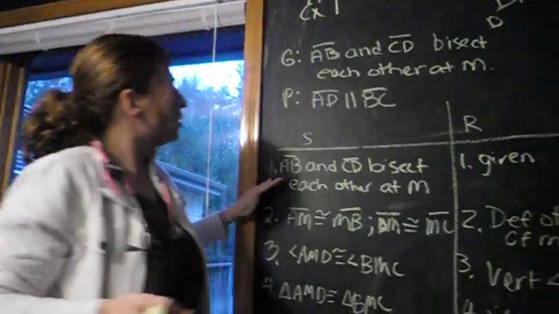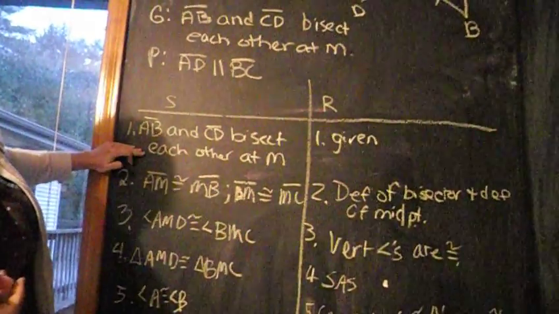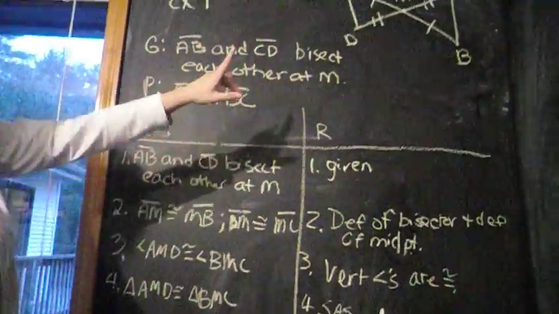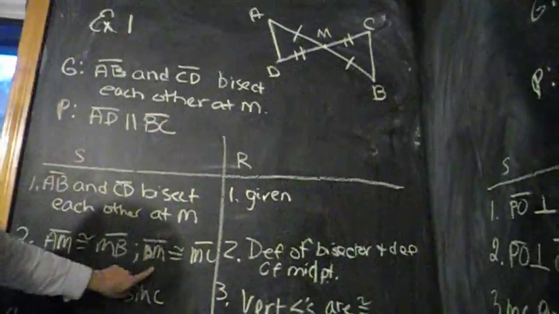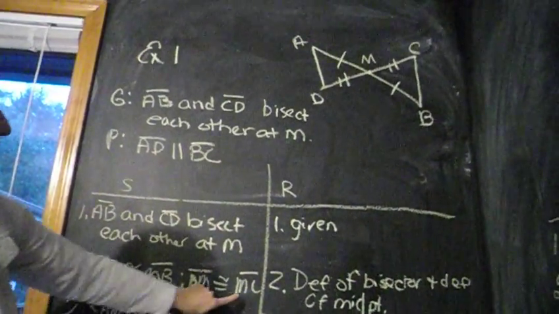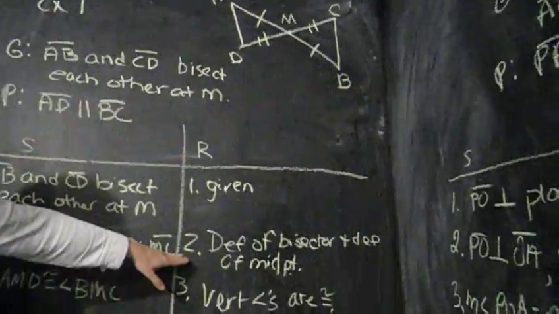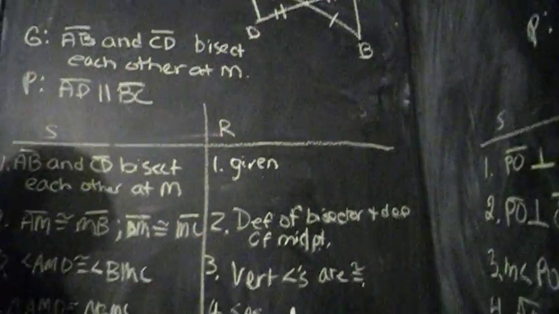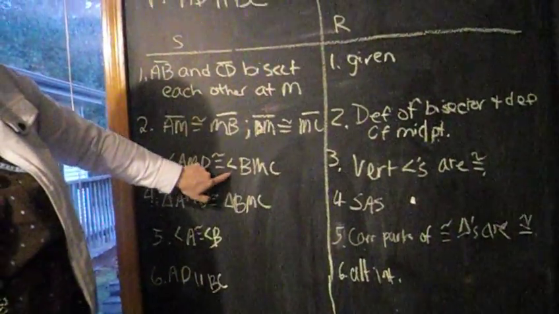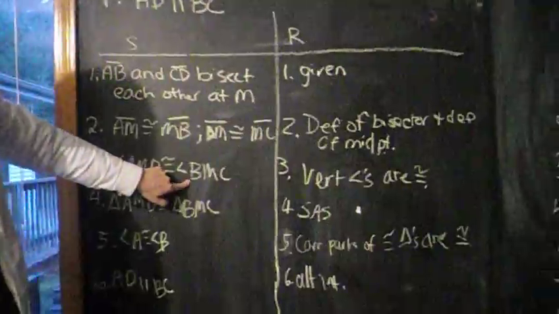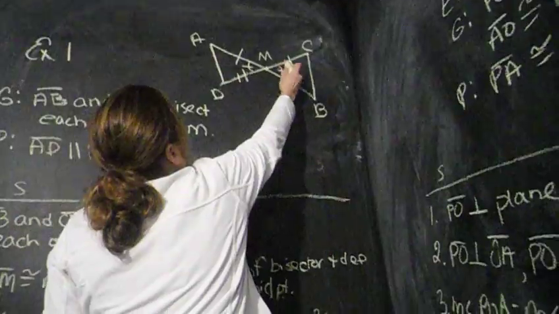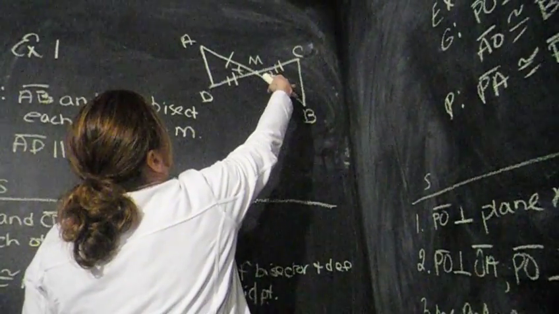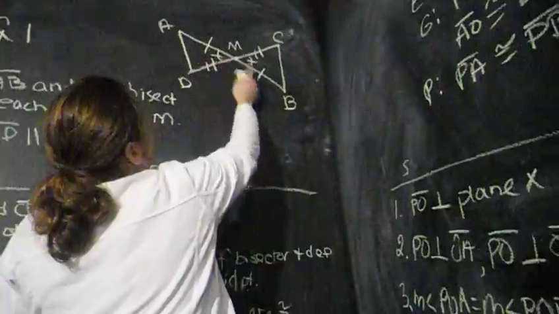Okay, so let's see. We're going to say that AB and CD bisect each other at M. That's given. Now, I just showed you that AM and MB are congruent, and DM and MC are congruent. Definition of bisector and definition of midpoint. So I've got two sides. Then look at this. Angle AMD is congruent to angle BMC. Vertical angles are congruent. Okay, I'm going to draw in my little congruent sign. Boom! I already know that these two triangles are congruent because of SAS.